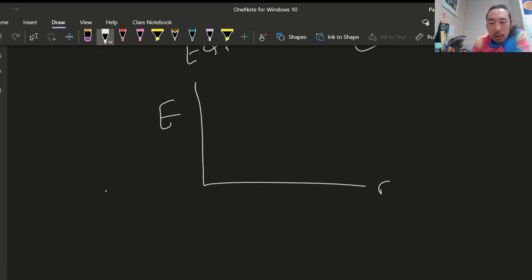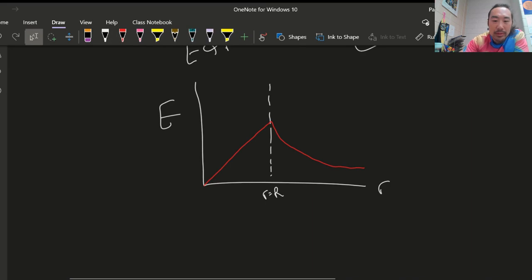We graph E to r. We would say right there, this is where r is equal to capital R, where capital R is the actual radius of the sphere. We will get a linear line because it's directly proportional, and then we get 1 over r squared, like so. And that, my friends, is the relationship between E field and the radius of the Gaussian sphere for an insulator. See you next time. Bye-bye.